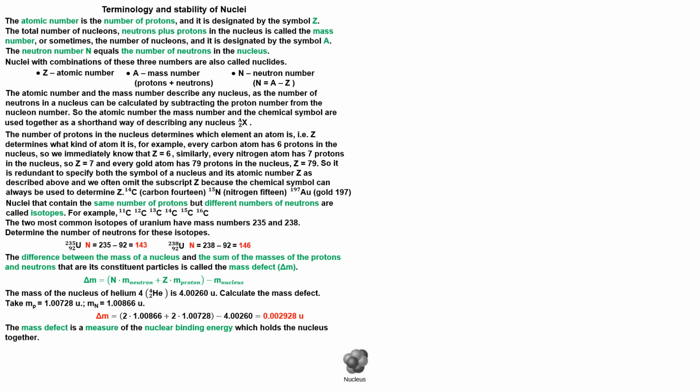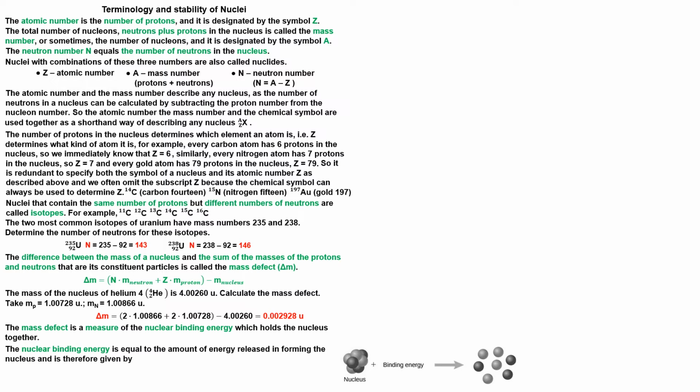Therefore, to be stable, the mass of a nucleus must be less than that of its constituent nucleons, so that energy input is needed to break it apart. In short, to separate a nucleus into protons and neutrons, energy must be delivered to the system. This energy is the nuclear binding energy. The binding energy is equal to the amount of energy released in forming the nucleus and is therefore given by.